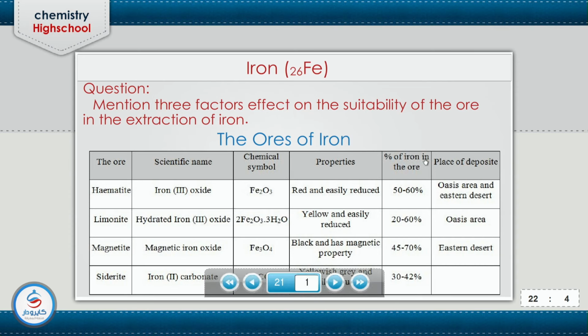And the percent of iron in these ores: in hematite it is about 50 to 60%. In limonite the percent of iron is about 20 to 60%. The percent of iron in magnetite is about 45 to 70%, and the percent of iron in siderite is about 30 to 42%.